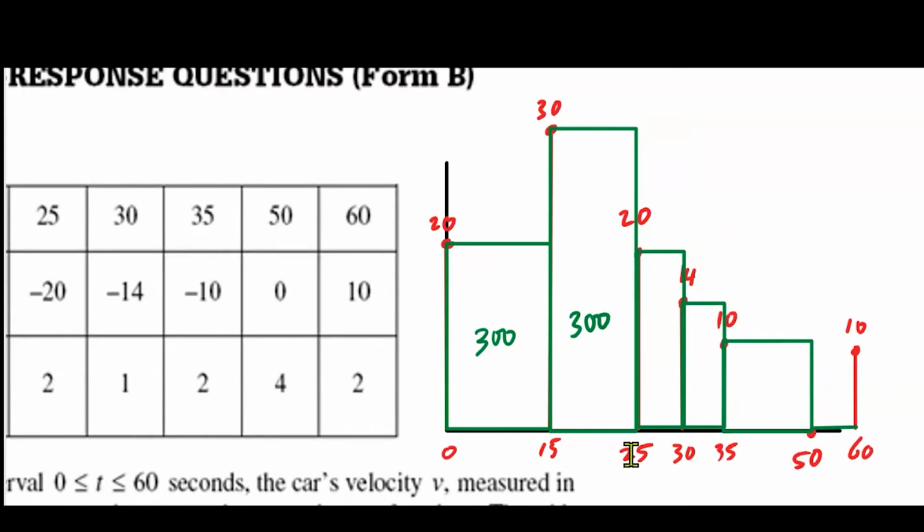This is 20 and this is 5, right? So this is 100. This is 14 and this is 5. So is that 70? And this is 10 and this is 15 again, right? So this is 150. Done.